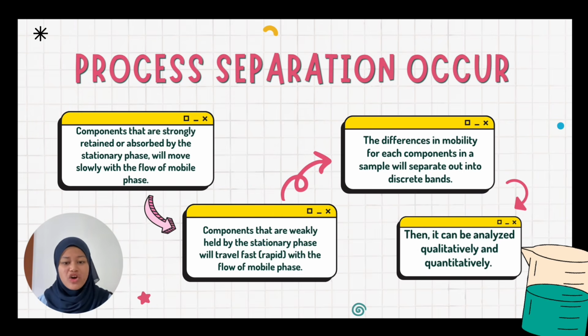So firstly, the components that are strongly retained or absorbed by the stationary phase will move slowly with the flow of the mobile phase. Components that are weakly held by the stationary phase will travel fast, rapidly, with the flow of the mobile phase. After that, the differences in mobility for each component in a sample will be separated out into discrete bands. Then, it can be analyzed qualitatively and quantitatively.